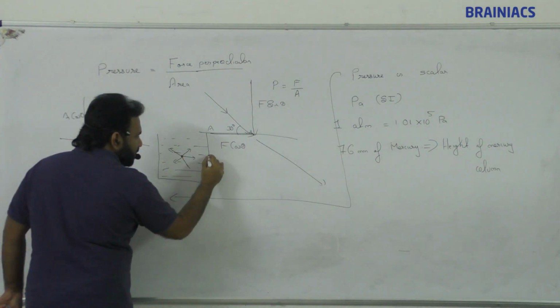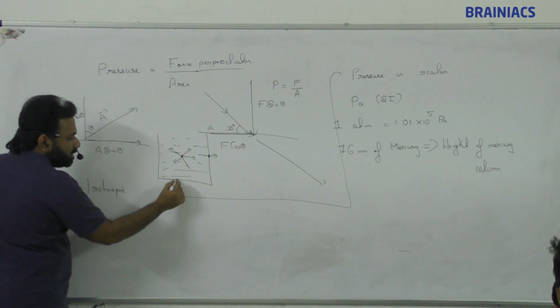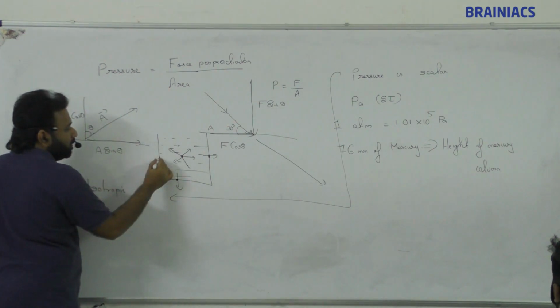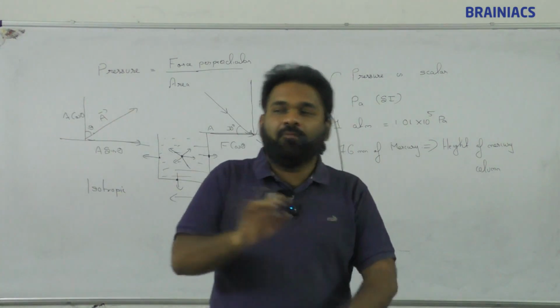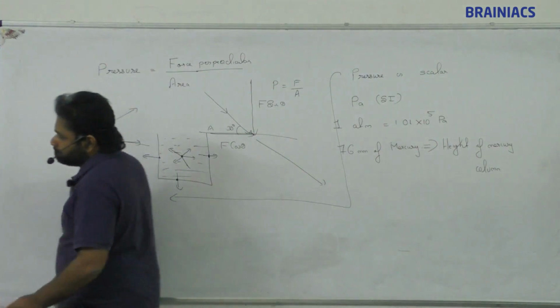Suppose I consider this point, pressure will be acting in this direction. If I consider this lower floor, then it will be acting in this direction, and here in this direction. So pressure is isotropic. It will act in every direction.